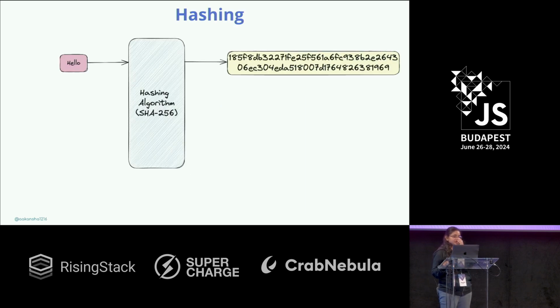For that, let's understand what hashing is. Hashing is basically taking some string and passing it to, let's say, SHA-256, and you get a fixed-length output of bytes.